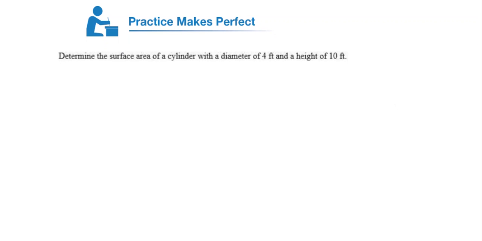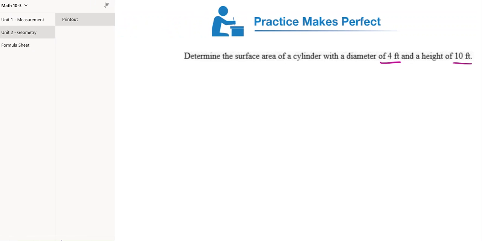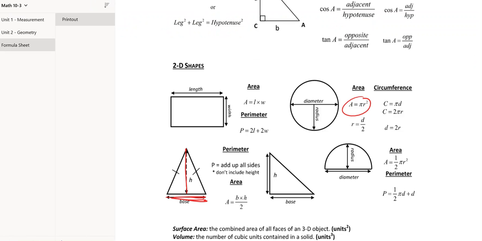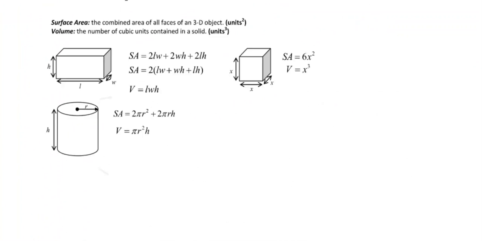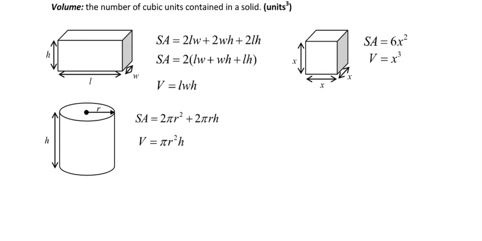Okay, determine the surface area of a cylinder with a diameter of 4 feet and a height of 10 feet. So if we're doing this one, guys, what I would recommend is I would have your formula sheet with you pretty much most of the time when you're doing these lessons. And let's go down to the formula for a cylinder.